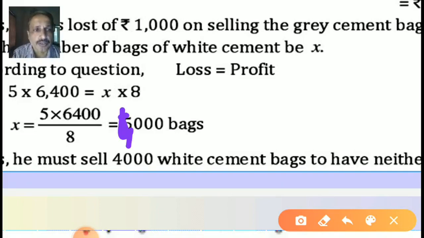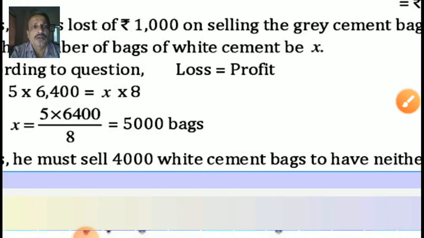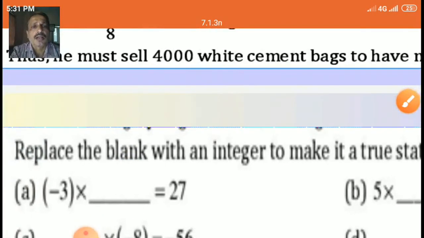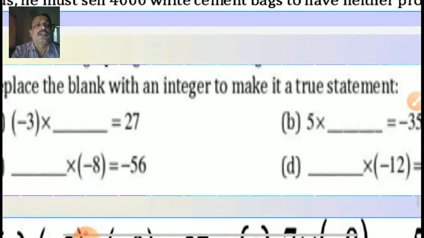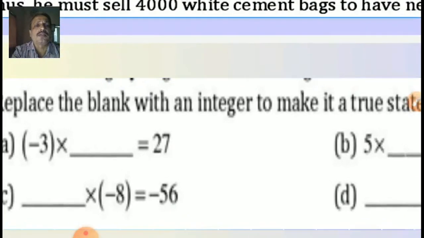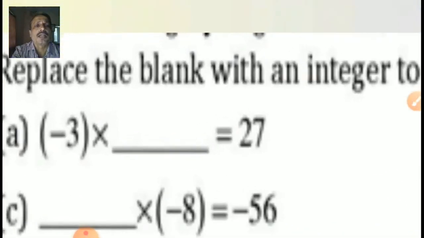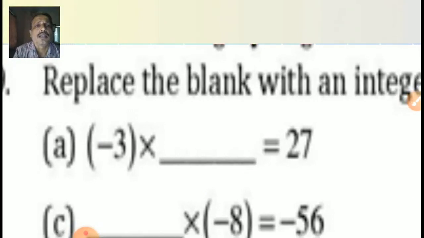Isn't it? Correct. Shall we move to the last but not least question, number 9? Where is the question? Replace the blank with an integer to make it a true statement. Yeah, very good. See question number 9A. Minus 3 multiplied by a blank is equal to 27. On the left side you can see two numbers. One number is given, one number we have to find out, and the answer is given on the right side.